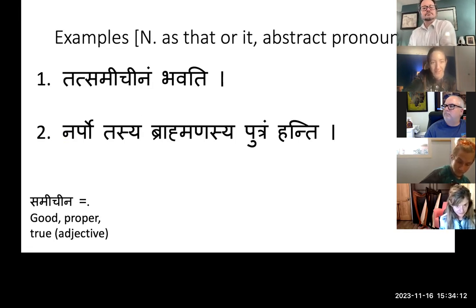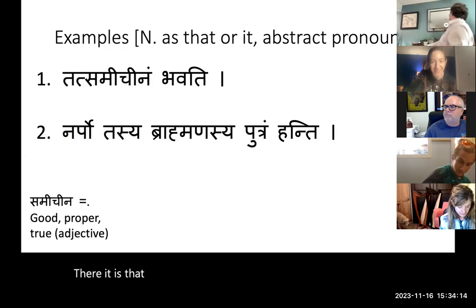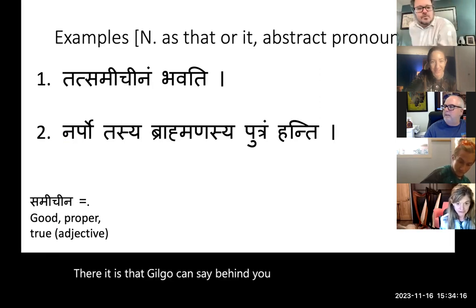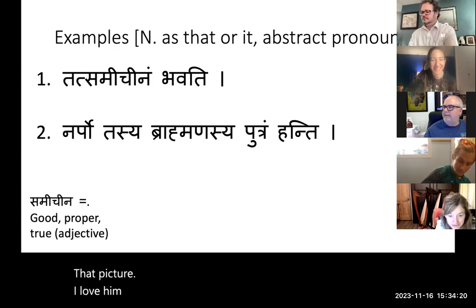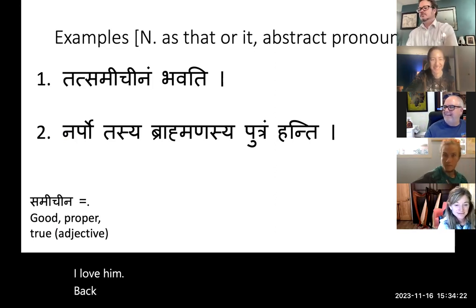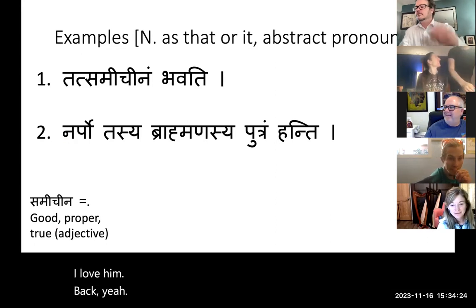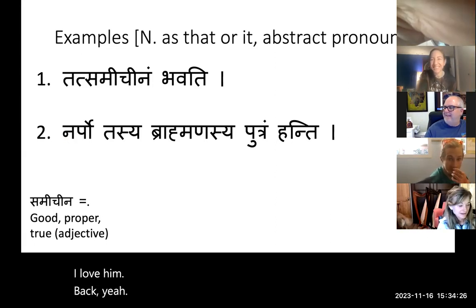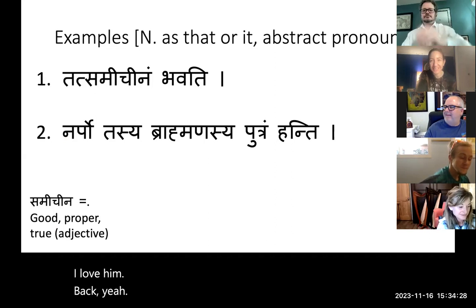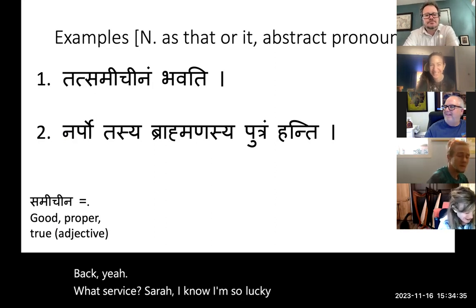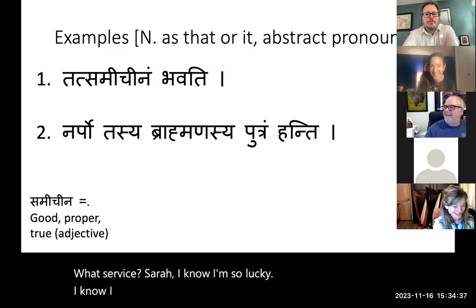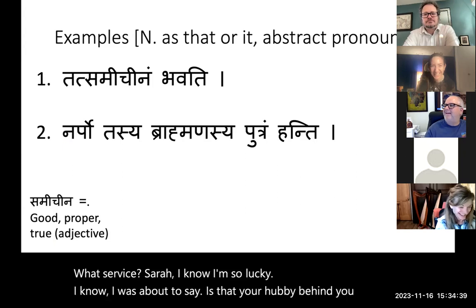Jared, is that Dilgo Khyentse behind you? In that picture? It is. Aw, I love him. Got my back. Yeah. What service, Sarah? I know, I'm so lucky. I know. I was about to say, oh, is that your hubby behind you? Yeah, that's my hubby.